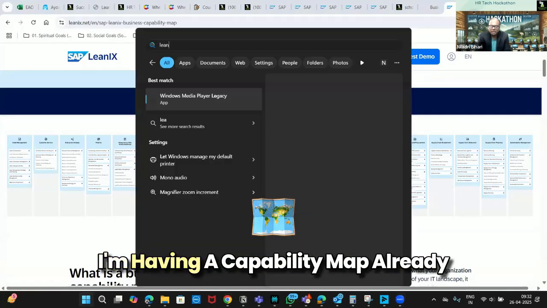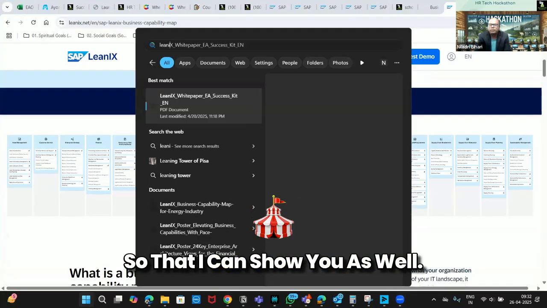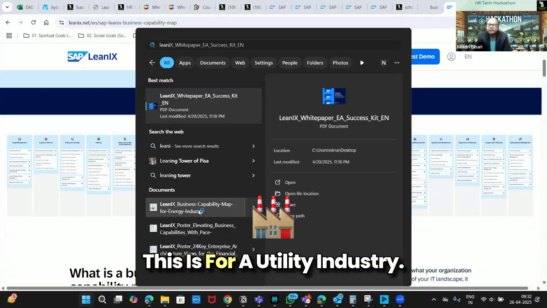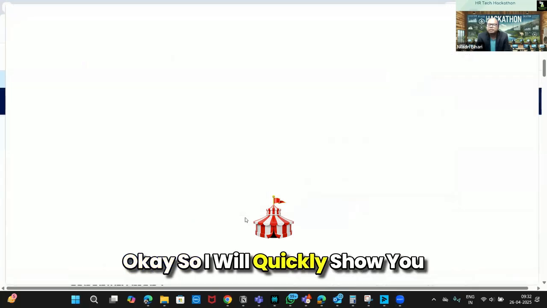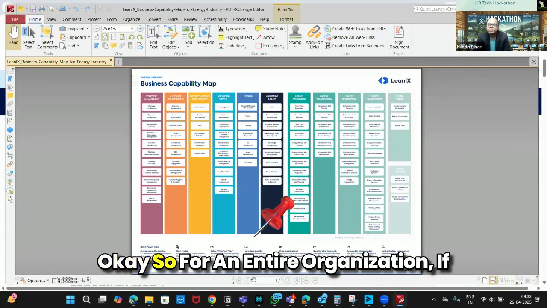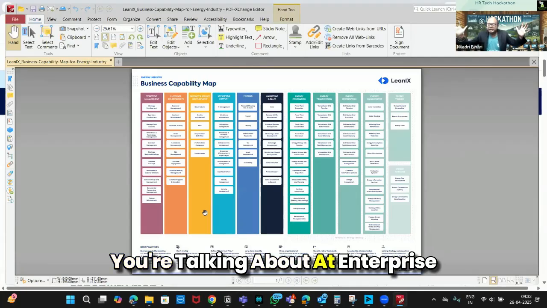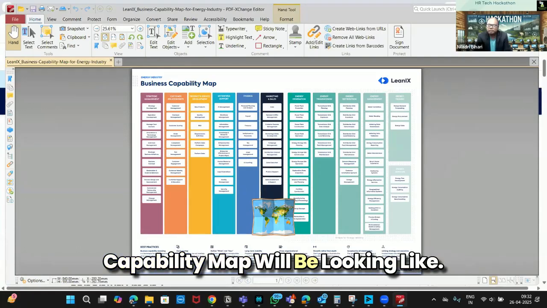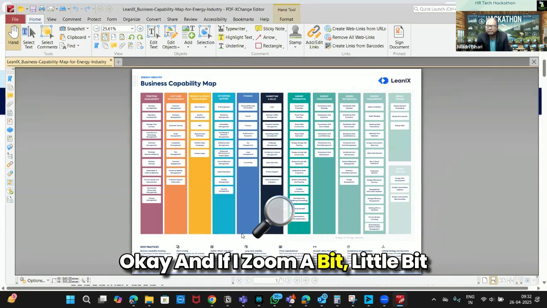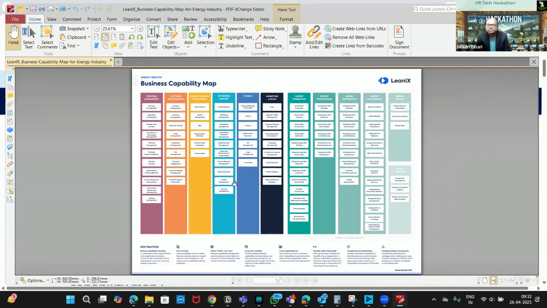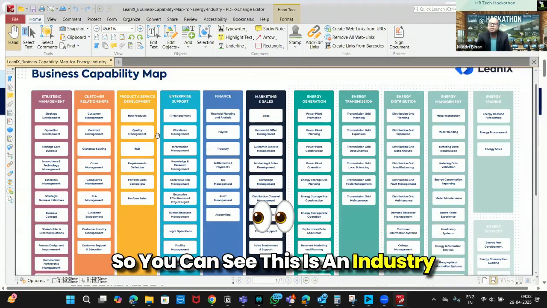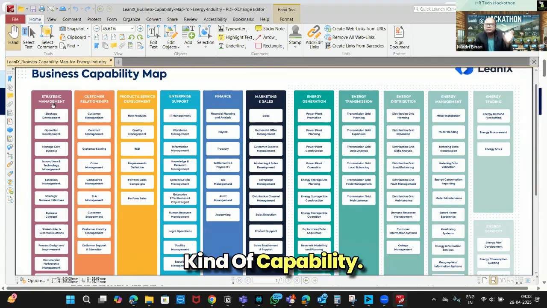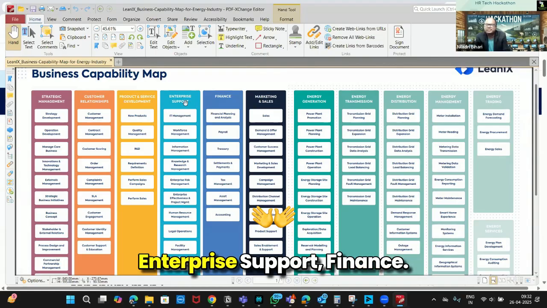Let me check if I already have a capability map so that I can show you as well. Yes, I already have one, but this is for another industry, the utility industry. I will quickly show you how the map looks. For an entire organization at enterprise level, this is how a standard business capability map looks. If I zoom in a little so you can see it better, this is the energy utility industry. They have different kinds of capability: strategic, customer relationship, enterprise support, finance.